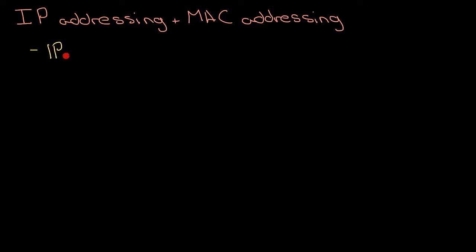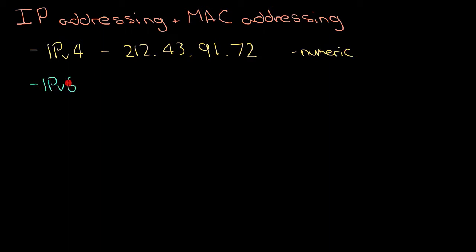We have two versions of IP addresses now. We've got IP version 4, which is always the easiest one to remember, I think, because it's just a sequence of numbers. There'll be 4 of them separated by full stops and each of the numbers will be less than 255. So that's numeric, okay? IP version 6 looks a little bit like this.